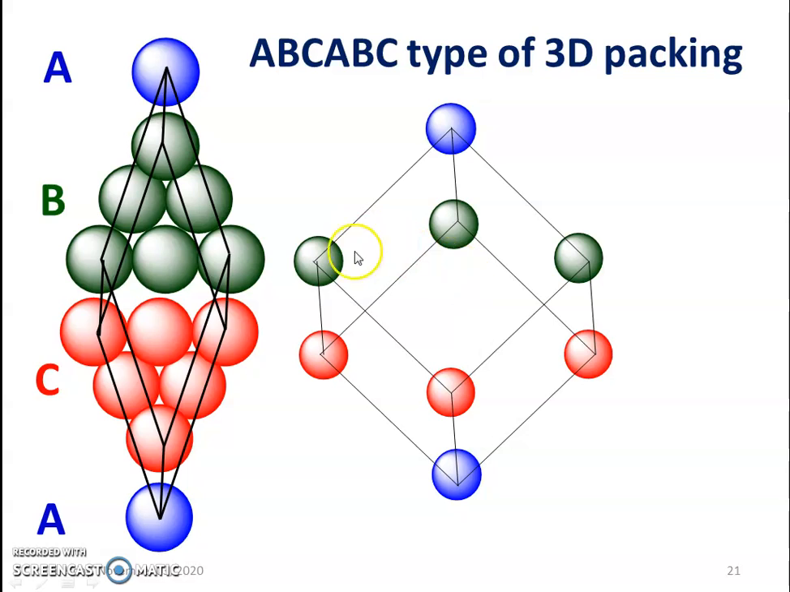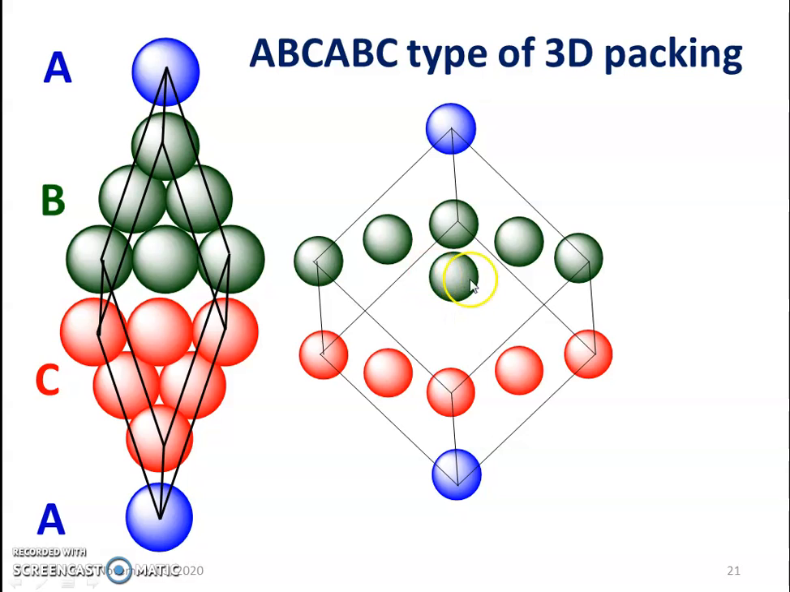Now consider the centers of the faces. Here one sphere from the B layer occupies the center of this face. Again, one sphere is present at the center of this face. This is also occupying the center of a face, and this one is also occupying the center of a face. In this way the side faces are occupied. Now consider the top face. One sphere is occupying the top face, and similarly one sphere is occupying the bottom face.